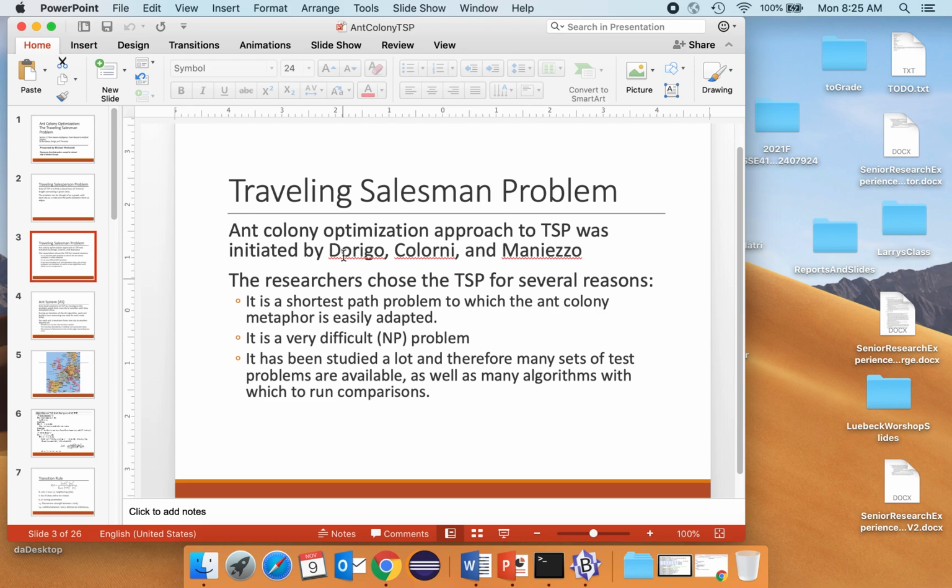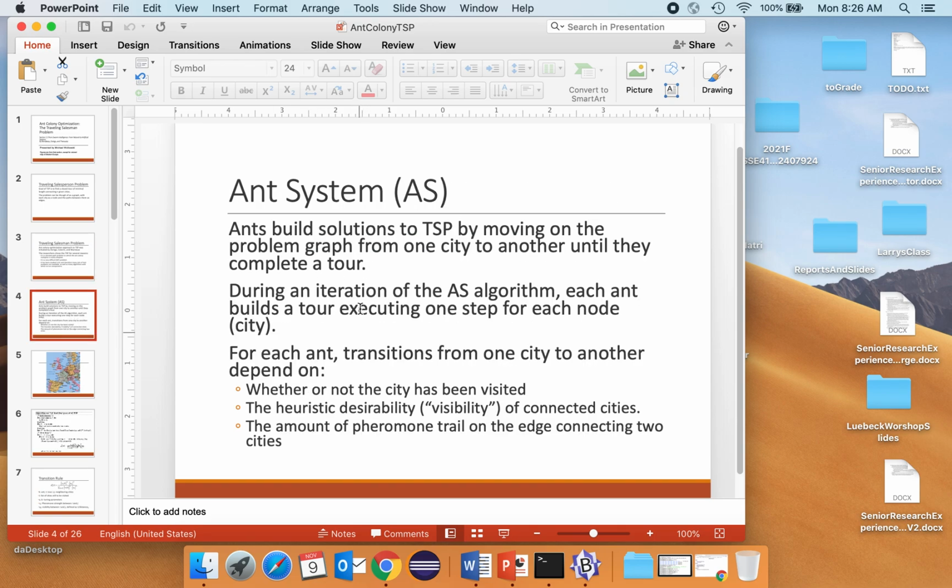So the reason these three people, Dorigo, Colorni, and Maniezzo, chose TSP is because it's a difficult problem. It has been studied a lot. There are many test sets available and many other algorithms that you can run comparisons against. And again, we have seen a moment ago that ants appear to be good at finding shortest paths. So let's see how good they really are. I'm going to be showing you two systems. First, a basic system and then an improved system.